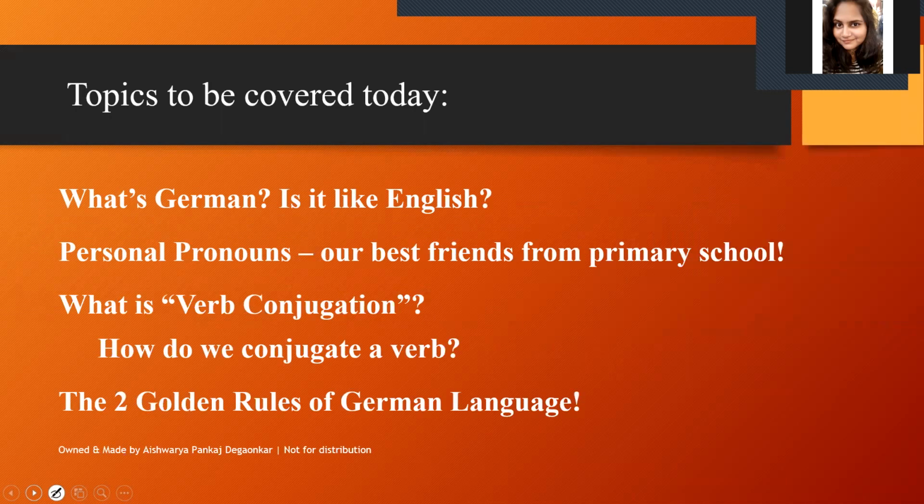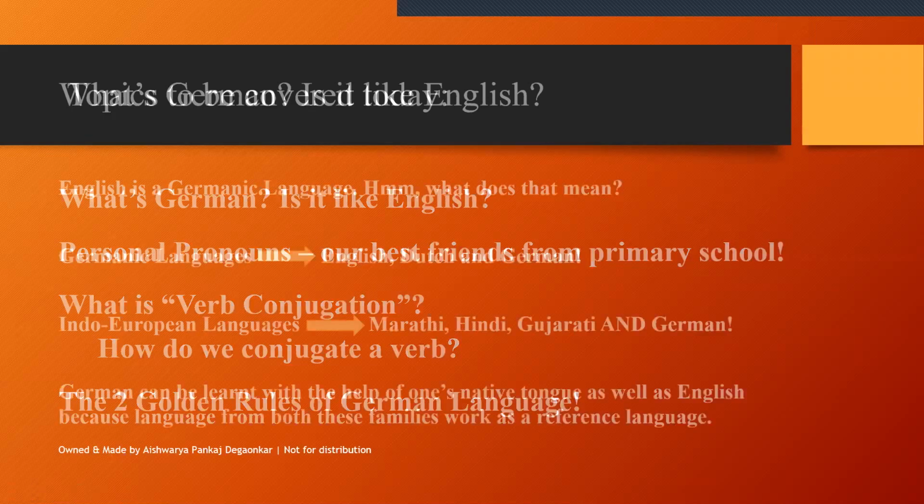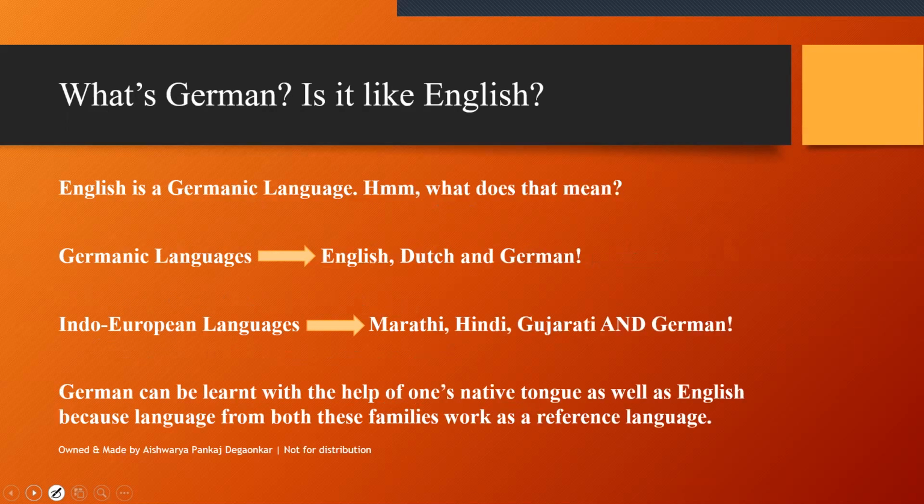Then we will be looking at the personal pronouns, something that we have learned from our school days for a really, really long time. So we will be reviewing those. Then we will be looking at verb conjugation. How exactly do we conjugate a verb? What does conjugation mean in the first place? And then what would be the two golden rules of the German language? Okay, so first things first, what exactly is German?